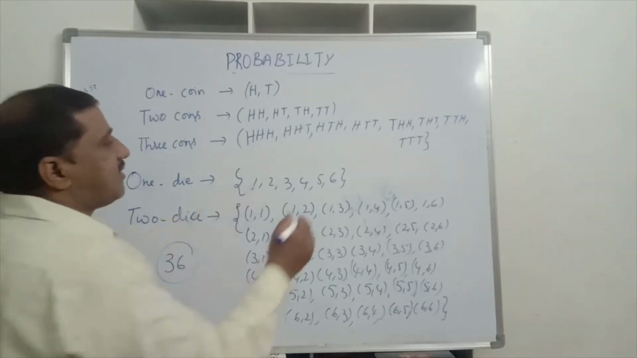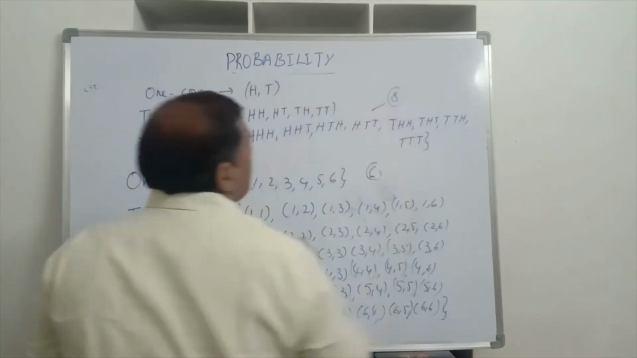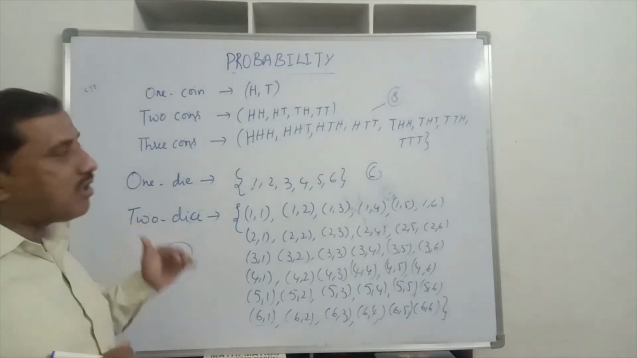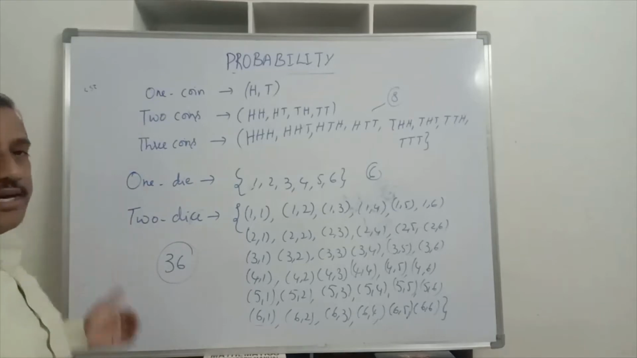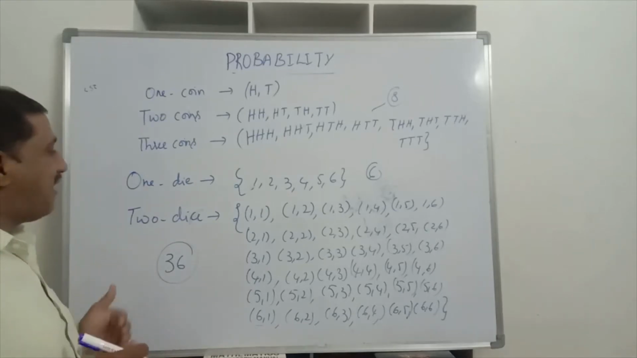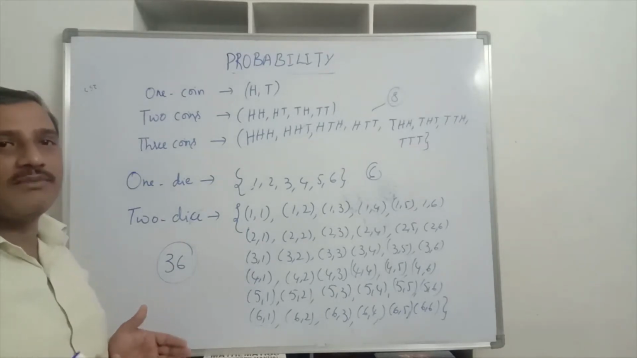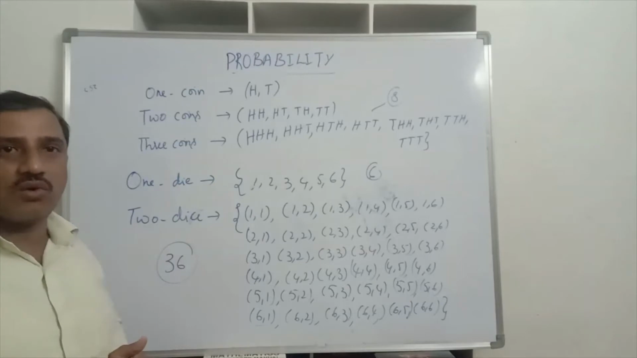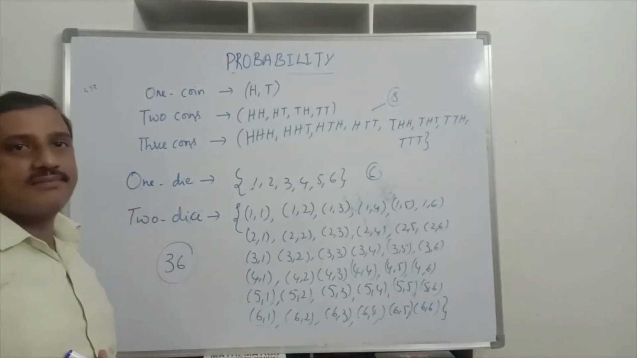Here it is 6 possible outcomes and in this case it is 8 possible outcomes. Is it clear, children? How many possible outcomes we get when one coin, two coins, three coins, one die, or two dice are thrown simultaneously. Simultaneously means together, at the same time, when two dice are rolled or two or three coins are thrown. Is it clear, children? Yes?